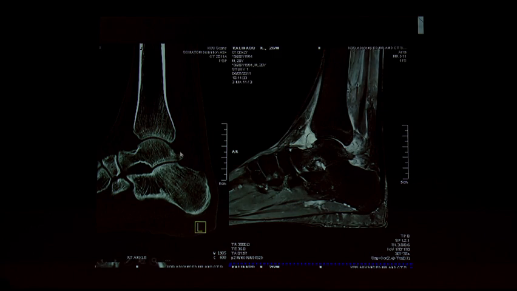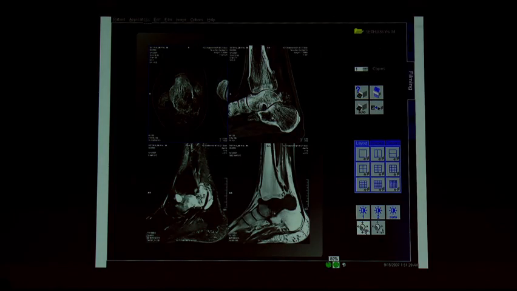You can see the os trigonum with surrounding bursitis. Usually it will produce a compression effect over the FHL tendon. So continuous posterior pain will be there. This is a classical case of os trigonum syndrome.